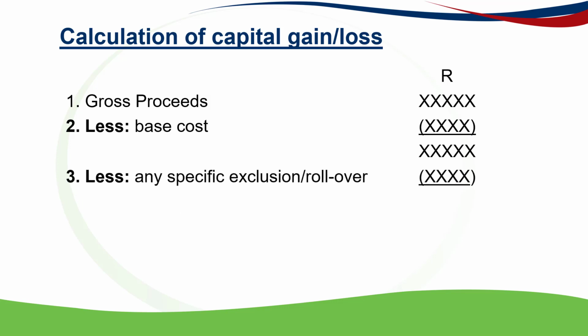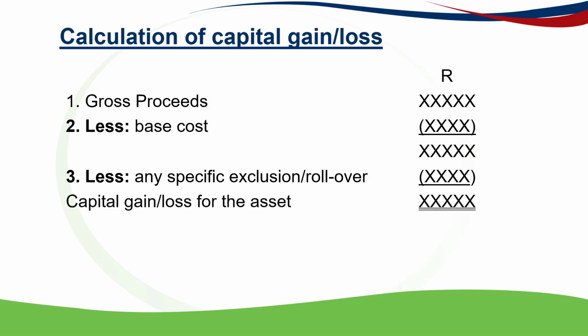Thirdly, we need to identify whether any portion of the capital gain or the capital loss should be excluded or rolled over. We will discuss the exclusions and rollovers in the next video, that is in part 2 of the series of the CGT videos. If there's any specific exclusion or rollover, then this should be applied accordingly, and the final result of this calculation will be the capital gain or loss used in the capital gain calculation on the previous slides.